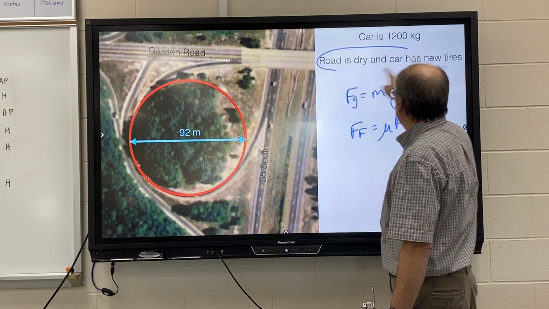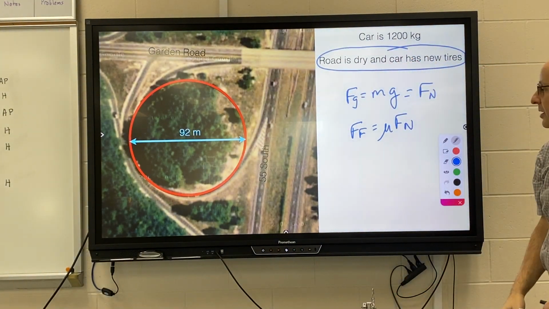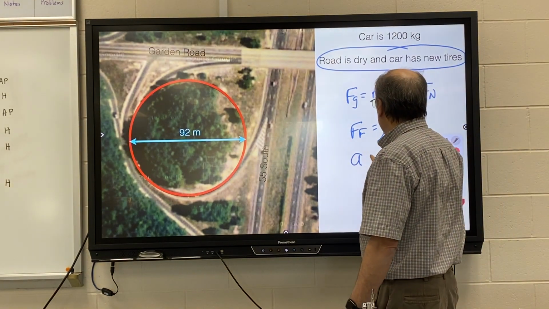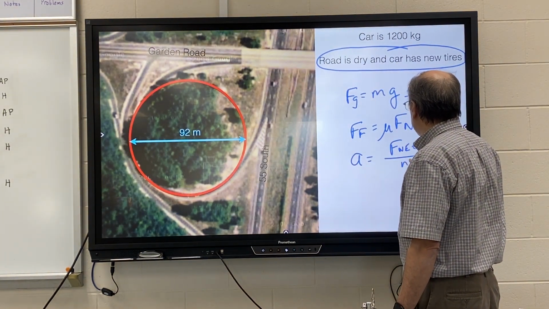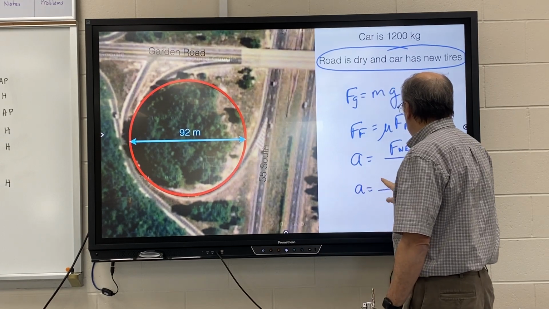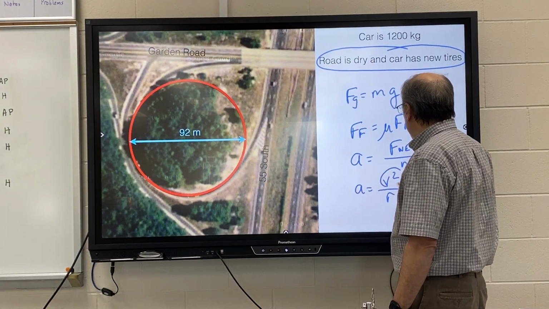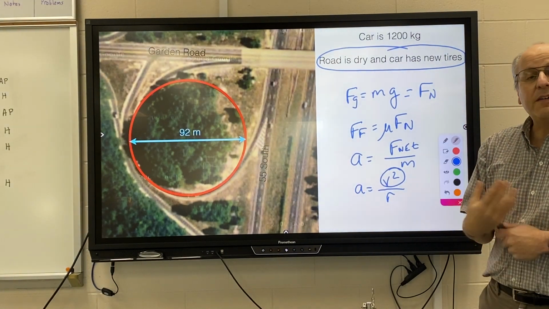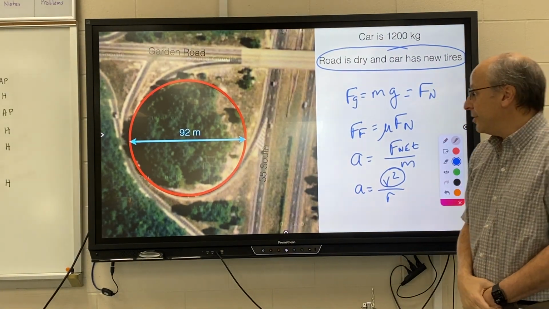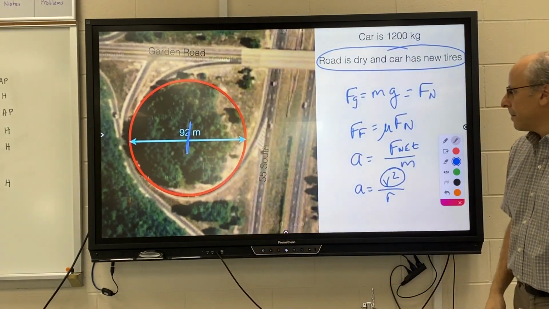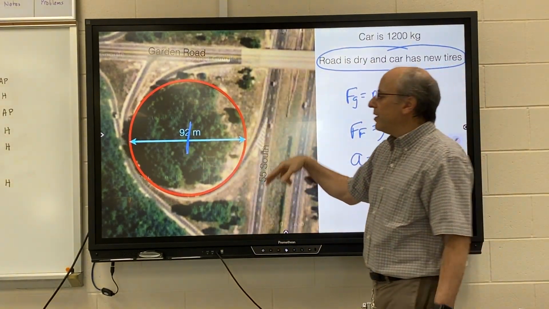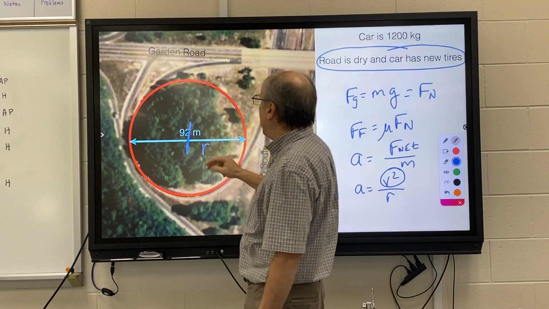Okay, it says the roadway is dry and the car has new tires, so you can look them up on your yellow sheet. Use your force net over mass. Use your V squared over R, and you're solving for V. How fast can you go around that turn? Don't forget to cut your diameter in half to get your radius.